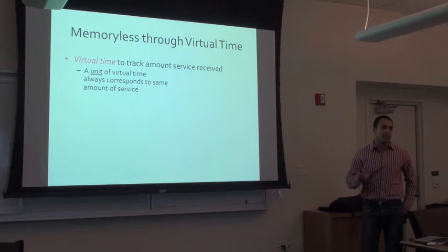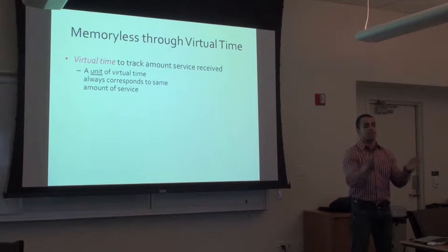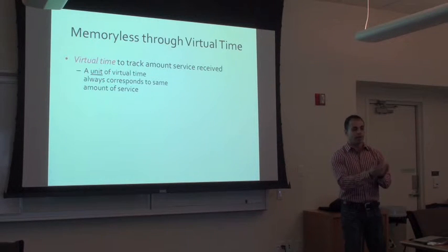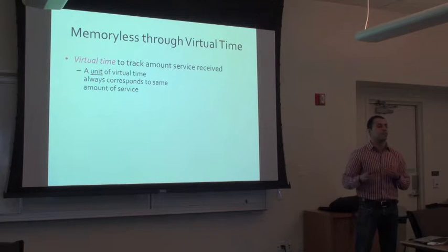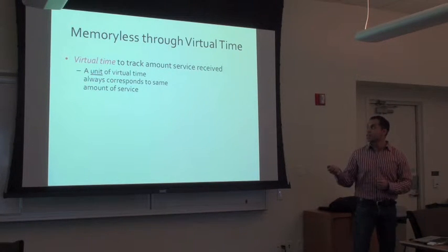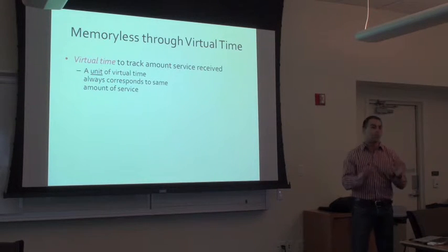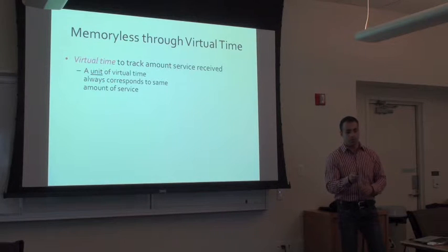The way they did it is that they said, look, the system is not giving the same service. One unit of time means different things depending on how many flows are active. So the main insight was, let's figure out how much service is being given for each unit of time. They introduced the notion of virtual time, which doesn't progress at the same rate as real time. Instead, it progresses such that each unit of virtual time always corresponds to the same amount of service for all the flows.